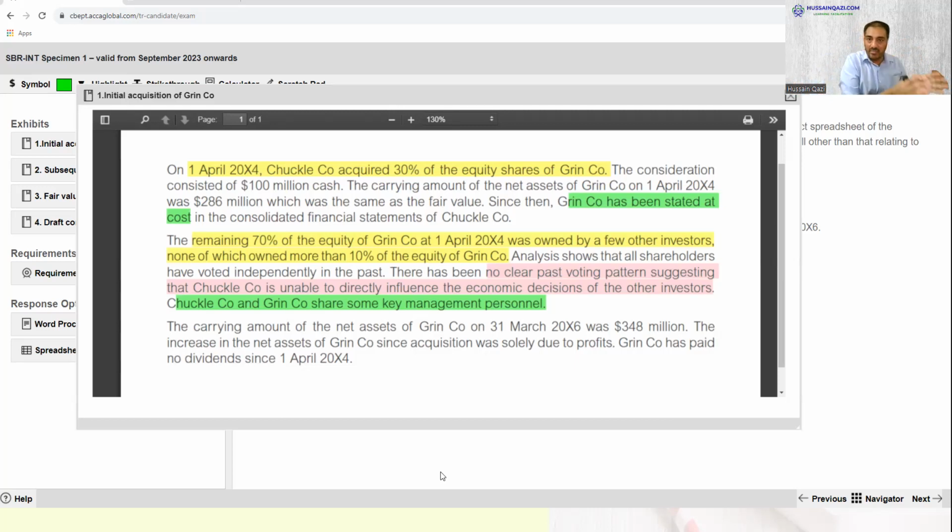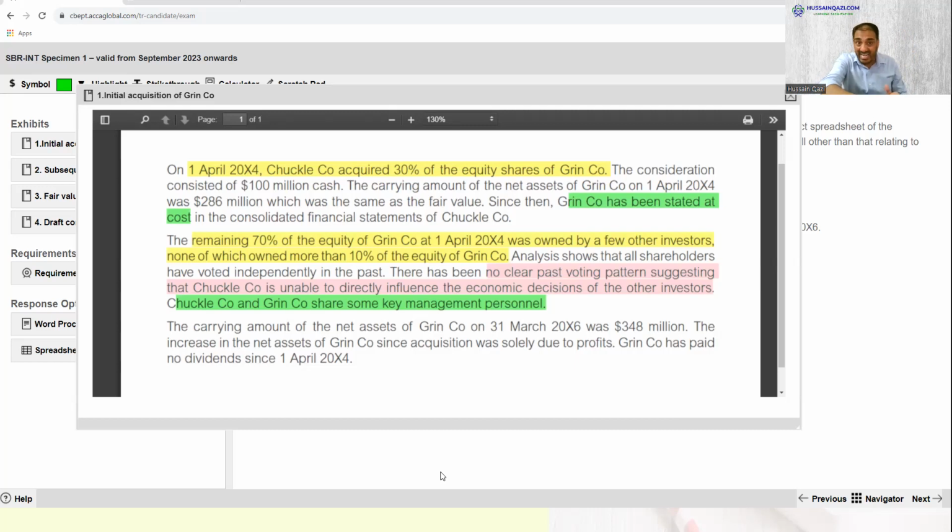If Chuckle has a 30% equity investment in Grin, the remaining 70% belongs to other investors. And they are not scattered investors like the public. Other investors, none of which owned more than 10% equity of Grin. So they are not very much scattered, but there are a few investors. So that's a reflection that there is no control.